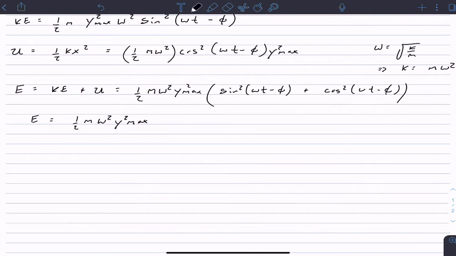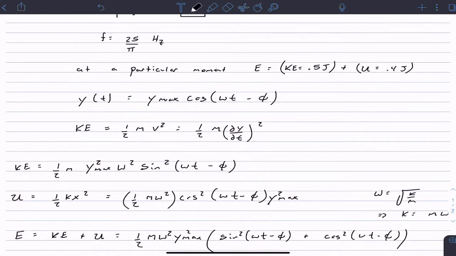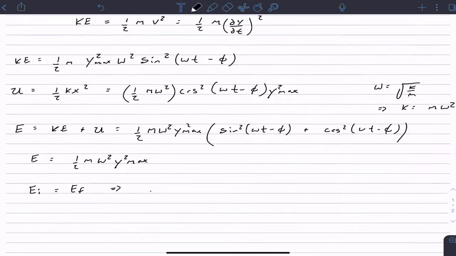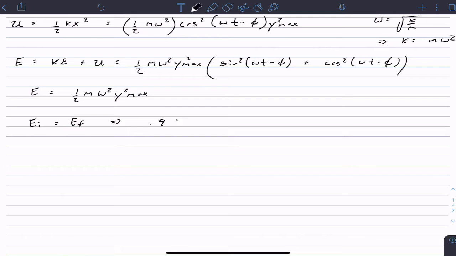So let's set this equal to what we had here. E initial is equal to E final. Looking up here, for kinetic we had 0.5, and for potential we had 0.4. So that's 0.9 joules. So 0.9 joules is equal to half m, where m is 0.2 kilograms.